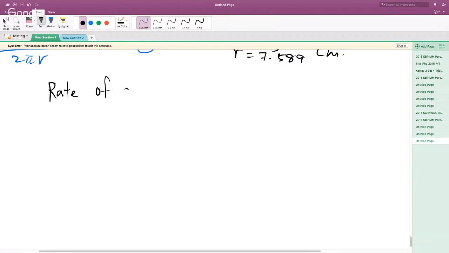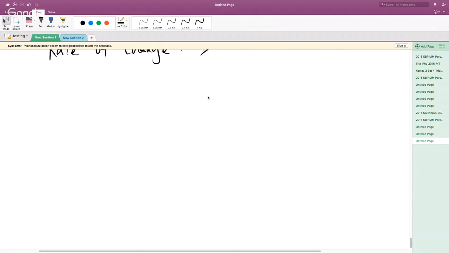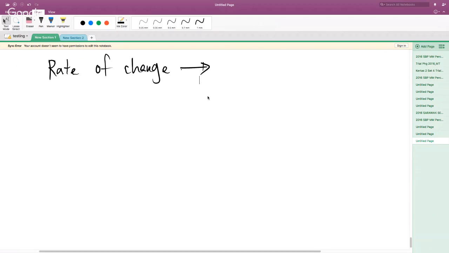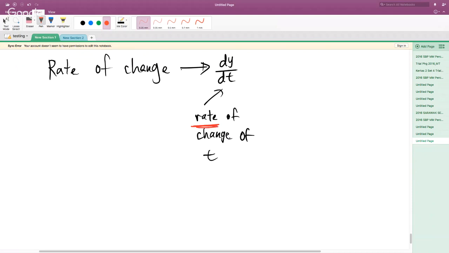Okay, rate of change only has one formula. Rate of change is different from small change, okay? For rate of change, you only have one formula, which they call the chain rule. So let's say I want to find the rate of change of y with respect to t. I say many times in my video, whenever you see the word rate, you always write dt at the bottom. The dt is always at the denominator. What am I doing? Rate of change of y.